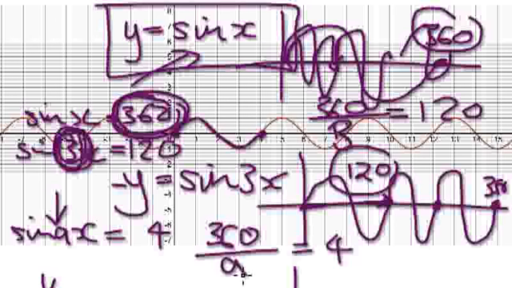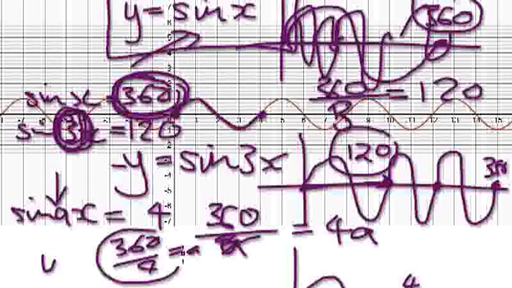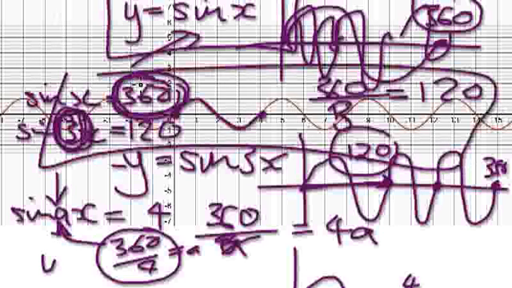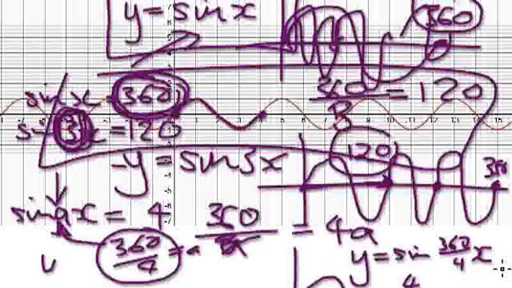So now it's just a matter of solving for a. So times both sides by a, and then divide both sides. That will give you 360 equals 4a, and then divide both sides by 4. So it will be 360 over 4. That will give you a. So you put this into the a here. So really this graph here is y equals sine of 360 over 4, and then you have your x here.